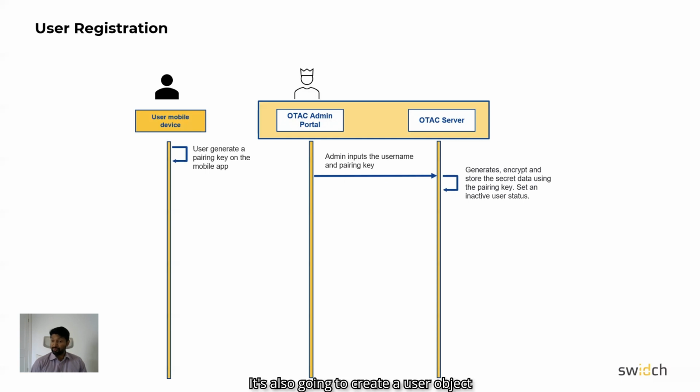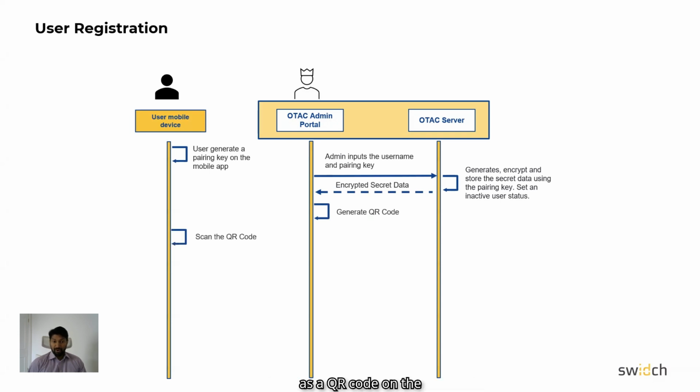It's also going to create a user object and set its status as inactive. It's going to return that encrypted data back to the admin portal and display it as a QR code. On the mobile app side, the user is now able to scan this QR code and then is able to decrypt the secret data using the pairing key that it generated in the first step, and it's going to re-encrypt this data with a new key and store it in the trusted execution environment. Now, the reason for this pairing key was mainly to encrypt the data, but also to make sure that when we're displaying the QR code, no one in between is able to intercept this QR code and extract the user data information.